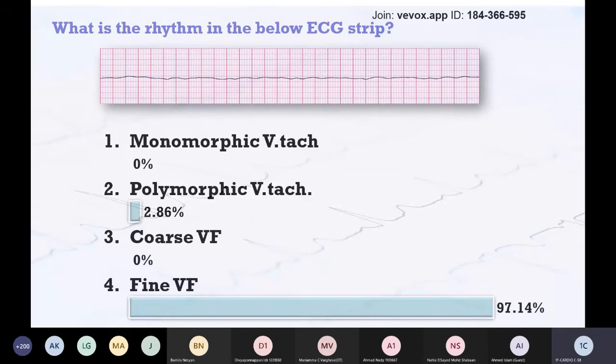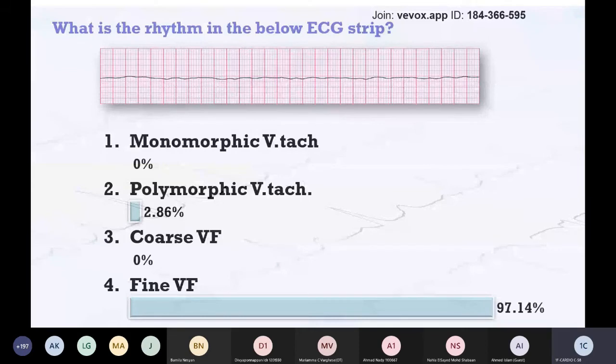97% fine VF. Some people choose polymorphic VTAC. It's not VTAC because you don't have any QRS here. It's just like a flat line. So, for example, this could be asystole, or it could be fine VF. Sometimes it's even difficult for cardiologists to know the difference between them.